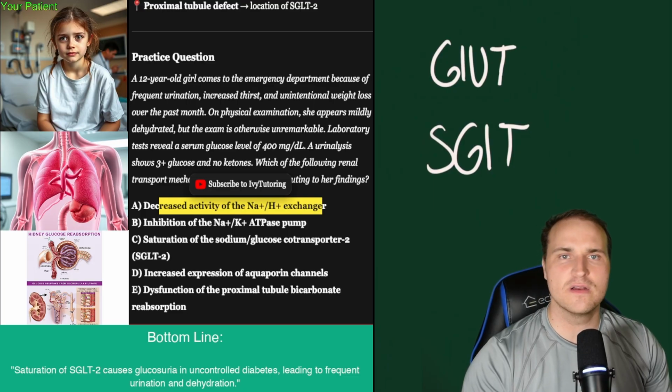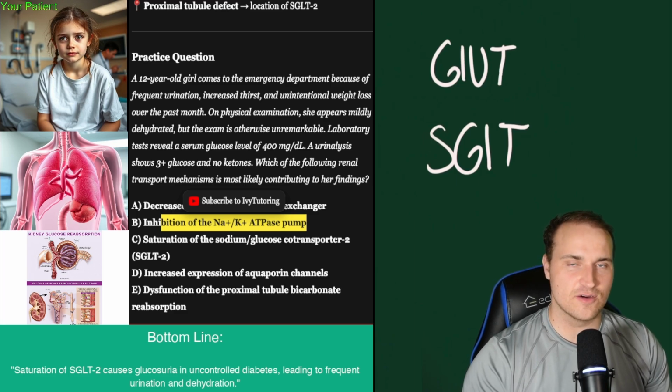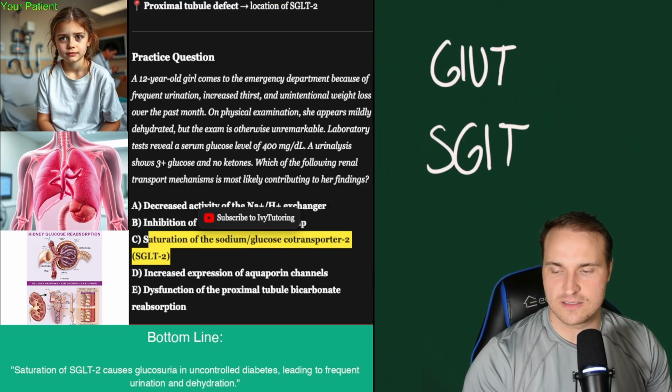Decreased activity of the sodium-hydronium exchanger. So that's involved in acid-base handling, not glucose stuff, and so I just would not choose that as the answer. Inhibition of sodium potassium ATPase pump. Well, that contributes to the sodium gradient indirectly by powering the SGLT, but it's not going to cause the saturation itself. All right, C is our correct answer because glucose is reabsorbed in the proximal tubule via the SGLT2.